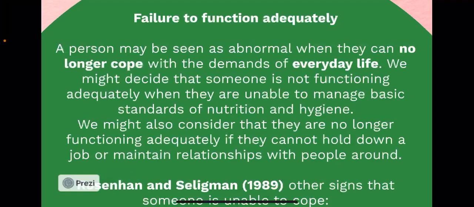A person may be seen as abnormal when they can no longer cope with the demands of everyday life. We might decide that someone is not functioning adequately when they are unable to manage basic standards of nutrition and hygiene. We may also consider that they are no longer functioning adequately if they cannot hold down a job or maintain relationships with people around them.